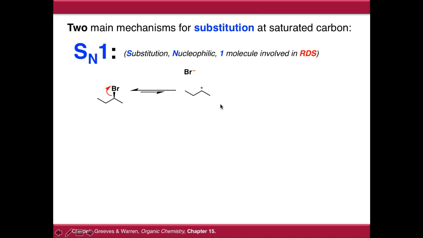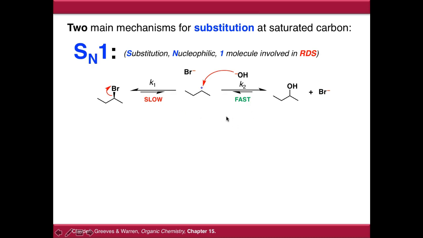Now, as soon as the carbocation intermediate is formed, the nucleophile can come in and can recombine with it. And what we end up with is a product and a byproduct, Br- in this case. Now, what do we mean by rate determining step? Well, there are two steps in this reaction, here and here. And in an SN1 reaction, the first step is slower than the second step.